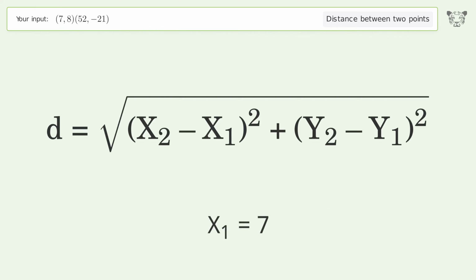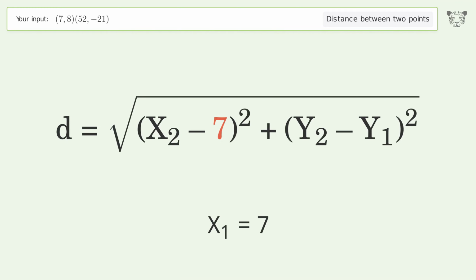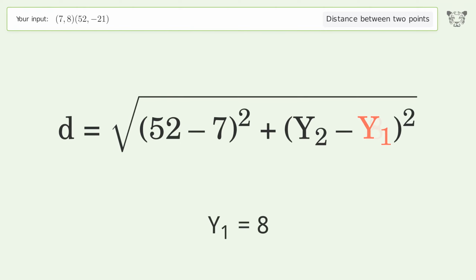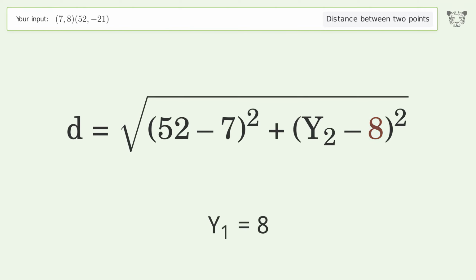x1 equals 7. x2 equals 52. y1 equals 8. y2 equals -21.